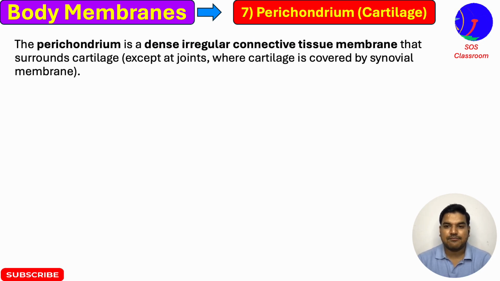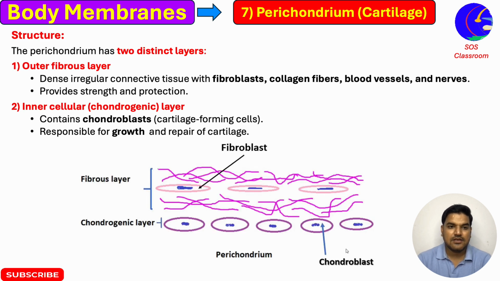Last is the perichondrium. The perichondrium membrane is present on the cartilages. The perichondrium is a dense irregular connective tissue membrane that surrounds the cartilages, except at the joint sides, because the joint side is covered by the synovial membranes. Except for the synovial membrane, the cartilage is covered by the perichondrium. Again, the perichondrium also has two layers: the outer fibrous layer and the inner chondrogenic layer.